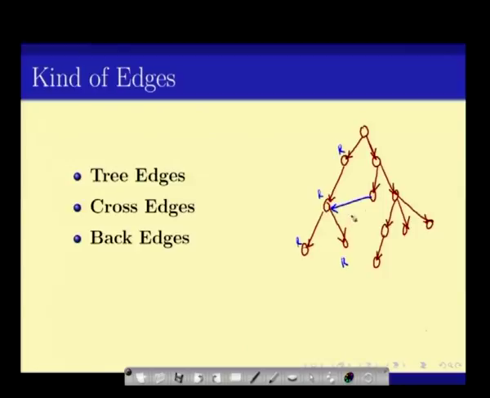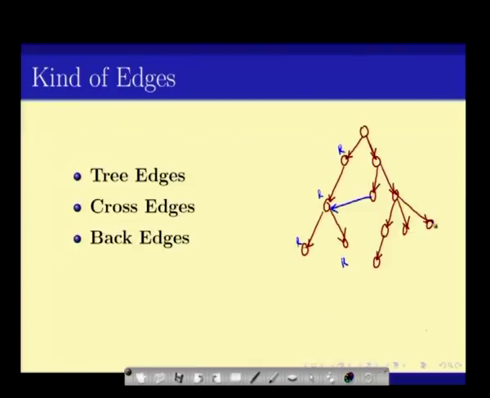Clearly, there cannot be a cycle here, because this goes down, and I cannot go up from here to here. So, this kind of edge is called a cross edge, and cross edges do not contribute to a cycle. But there is another kind of edge. Say I have been looking here. So, this is right now green.